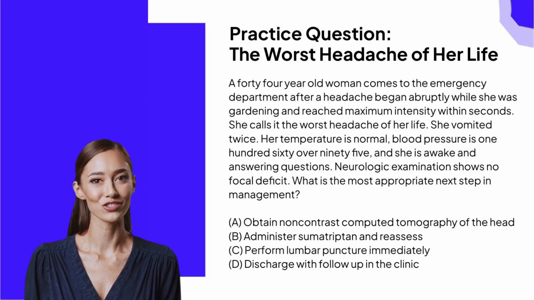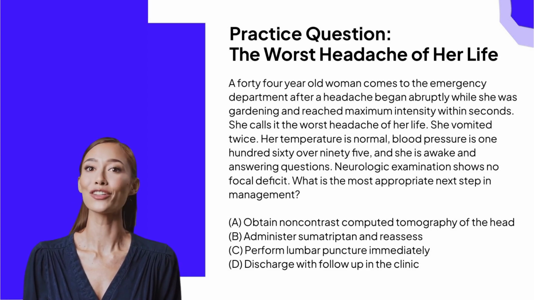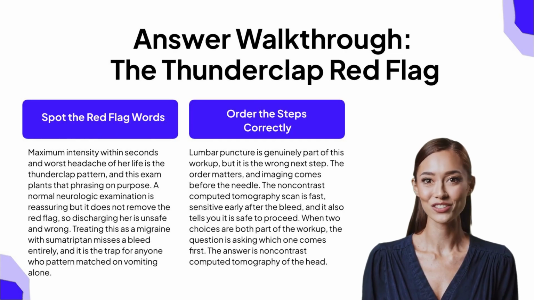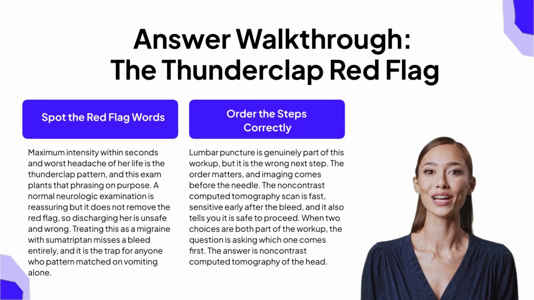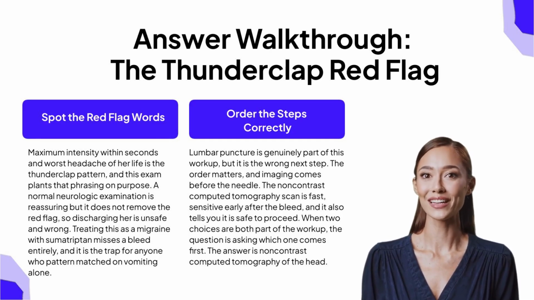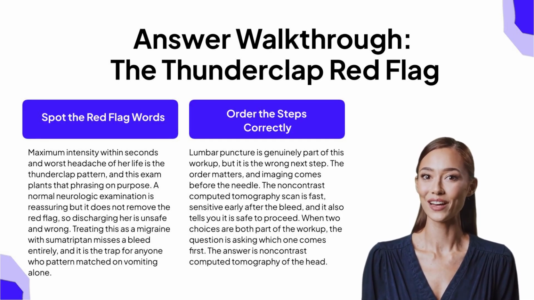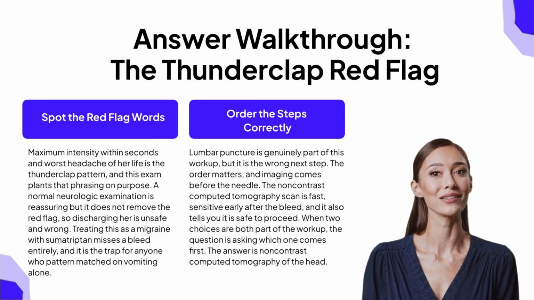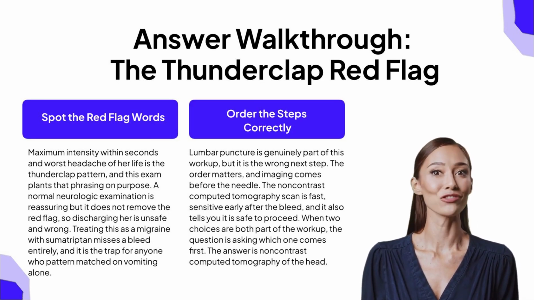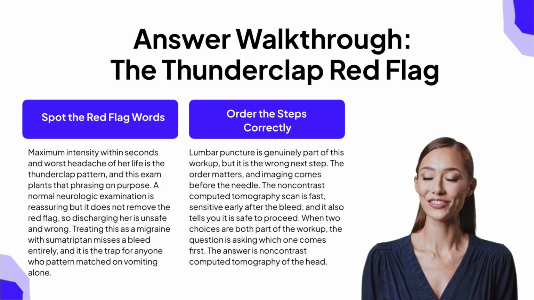Read those first two sentences again because the writers chose that phrasing deliberately. Pick your answer and we will walk through all four choices. Let us reason through this one. First, spot the red flag words, maximum intensity within seconds and worst headache of her life. That is the thunderclap pattern, and it is the most reliably planted phrase in all of headache questions. It means you must rule out a subarachnoid hemorrhage.